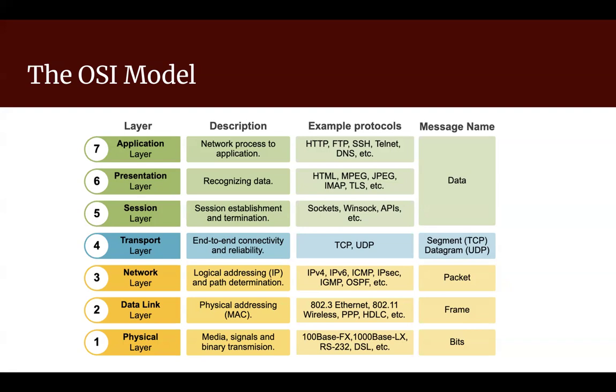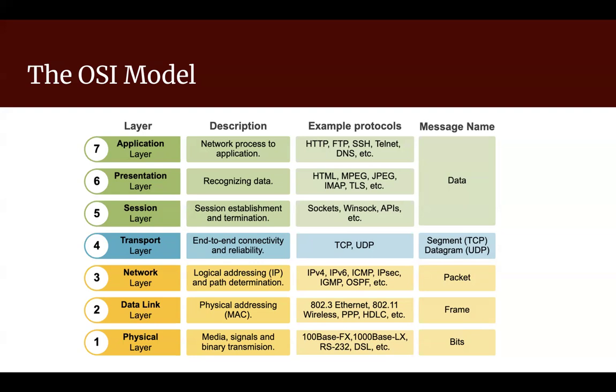OSI stands for Open System Interconnection. It's basically a framework that breaks down the process of sending data into seven layers, from the application we use all the way down to physical hardware that carries signals. Each layer has its own job, and data passes through these layers step by step when it travels across a network.